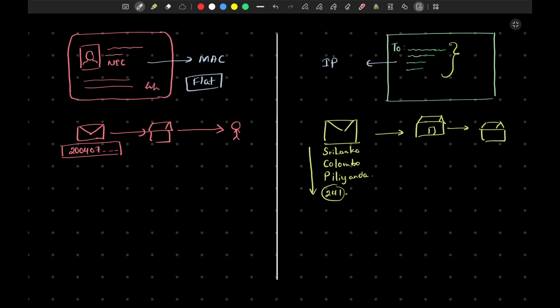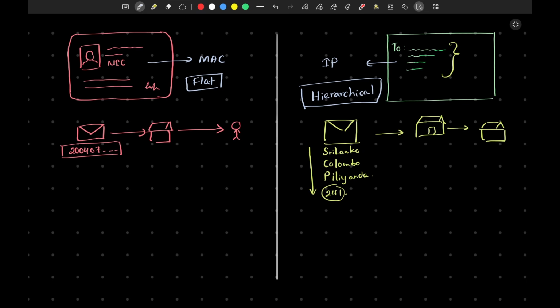In the IP address, in the geographical address, we call these addresses hierarchical, because these addresses give us information about where to go. As an example, this geographical address first says go to Sri Lanka, and then to Colombo, Piliandala, and then to the particular house. It maps to the particular destination, right? So these kind of addresses, we call them hierarchical addresses.